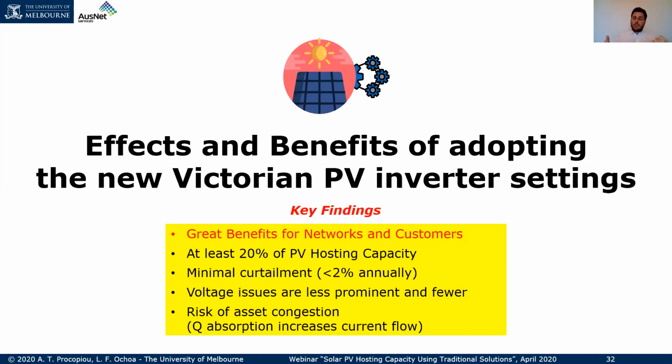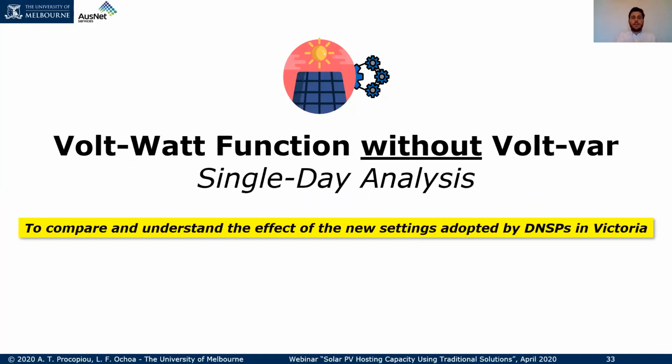However, given that we are absorbing reactive power with the new settings, and we're going to show later on what this means, it's increasing the current flowing into the network. In combination with the active power generation that we have, which is also increasing the current flow into the network, it might create some risks of overloading some of our assets. So let's start first.